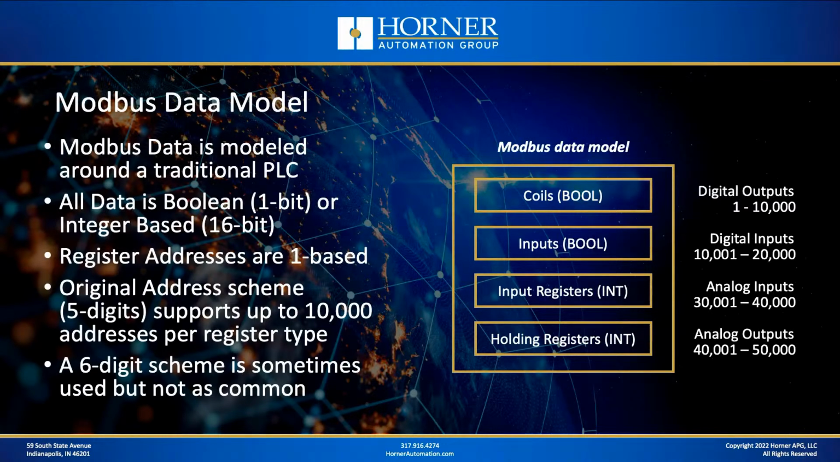Now, there's 4 different types of Modbus data. You have coils, inputs, input registers, and holding registers. So coils are read-write bits, inputs are read-only bits, input registers are read-only registers, or 16-bit values, and read-write integers are holding registers. And each of those 4 different types of memory are assigned addresses.